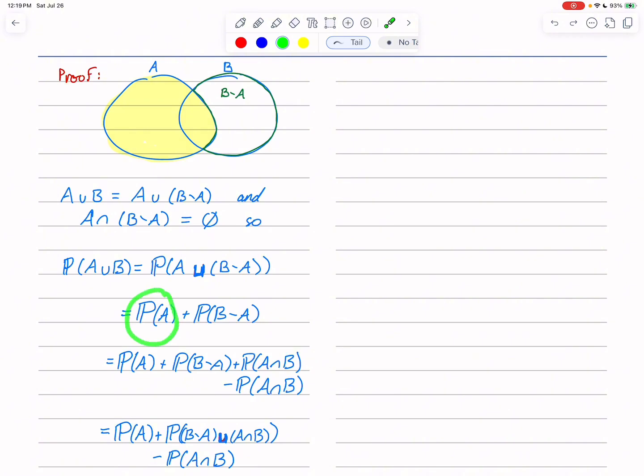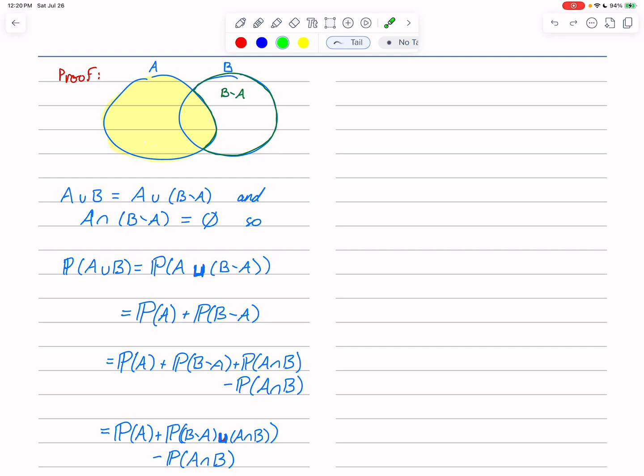And so we get the probability of A plus the probability of B minus A. From here, some of this looks good. We've got the probability of A, which we know is in the formula that we're trying to prove, but we don't have the probability of B. But we have part of B, this is B minus A. So we have part of B, but we would like to give it the part that it's missing, which is, in fact, the intersection A intersect B. If we could give it A intersect B, then we would be moving towards getting the probability of B.